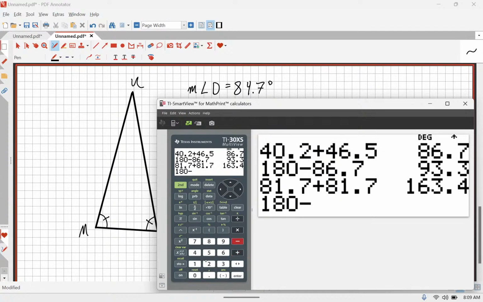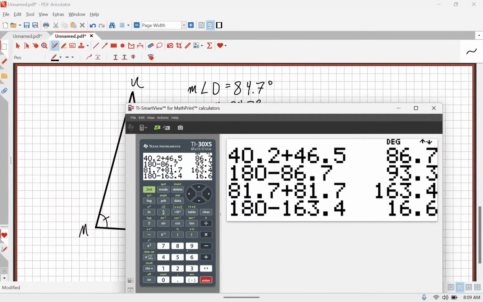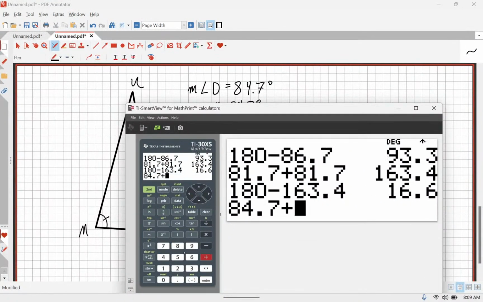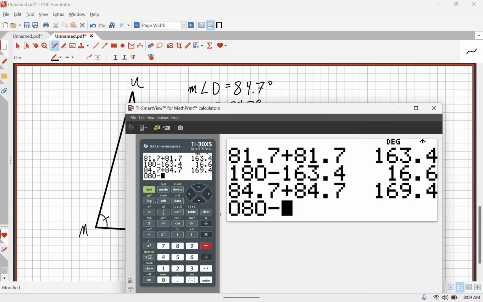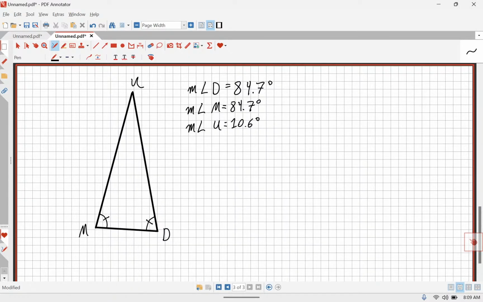Awesome. Bingo. Wait, did I mess up? Oopsie, oh, 84. Whoopsie. So 84.7. Thank you, Michelle. Plus 84.7, and then I need to do 180 minus that number. And then I get 10.6. Beautiful. Very good. I think we should be good on those.